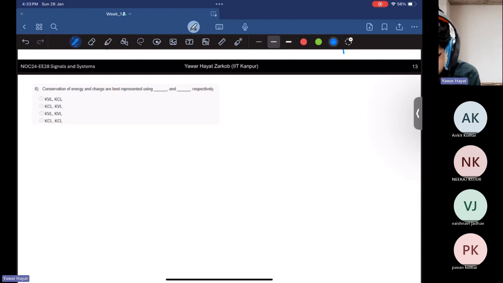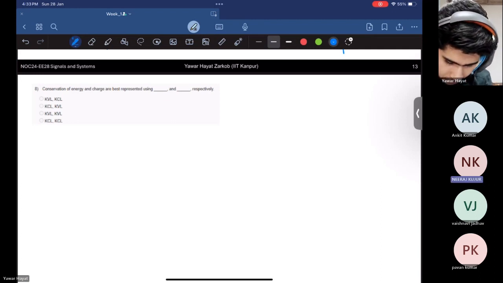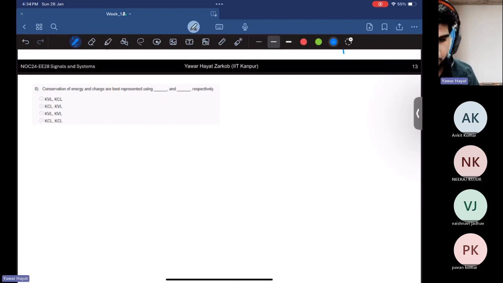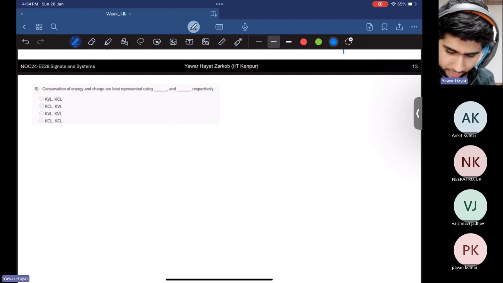The conservation of energy and charge are best represented using dash and dash respectively. Sir, conservation of energy is represented by KVL, and conservation of charge is represented by KCL. So the correct answer is option A, right? Yes, sir. Yeah, Ankit also mentioned that in the chat window.